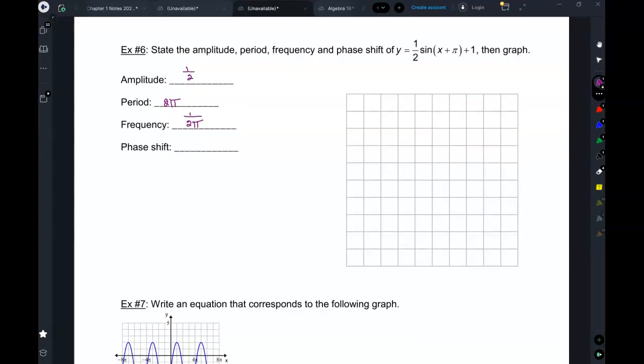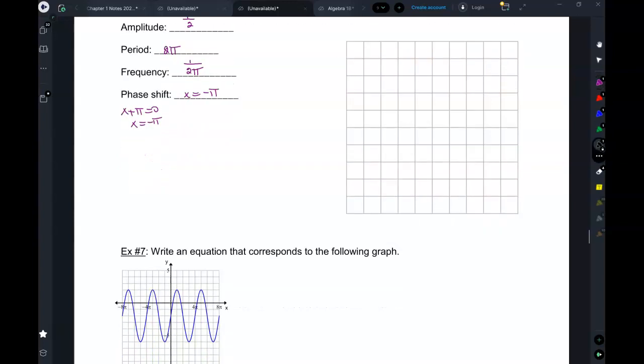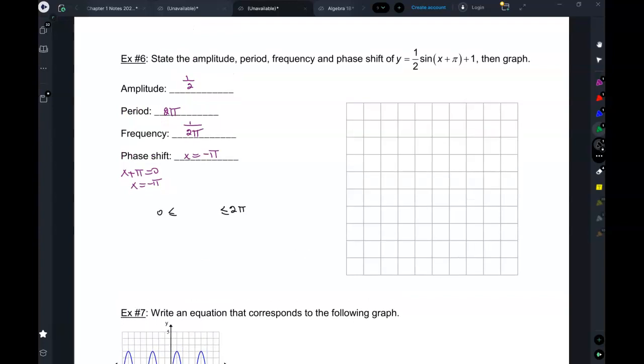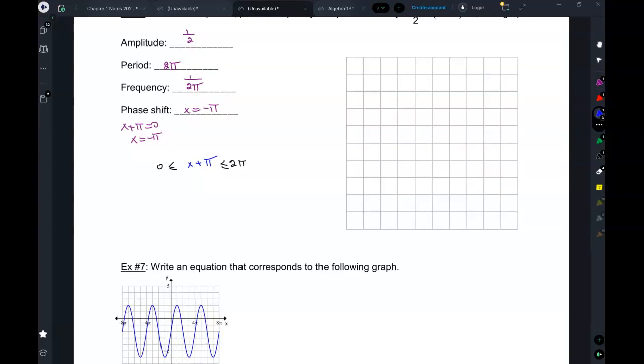Okay, phase shift. What's the phase shift? Negative pi. X equals negative pi. So how did we know that? X plus pi equal to 0. X equals negative pi. Okay. So to graph, we're going to go from 0 to 2 pi. Always 0 to 2 pi for sine and cosine. X plus pi goes in here. Minus pi, minus pi, minus pi. So I get negative pi, x, pi.